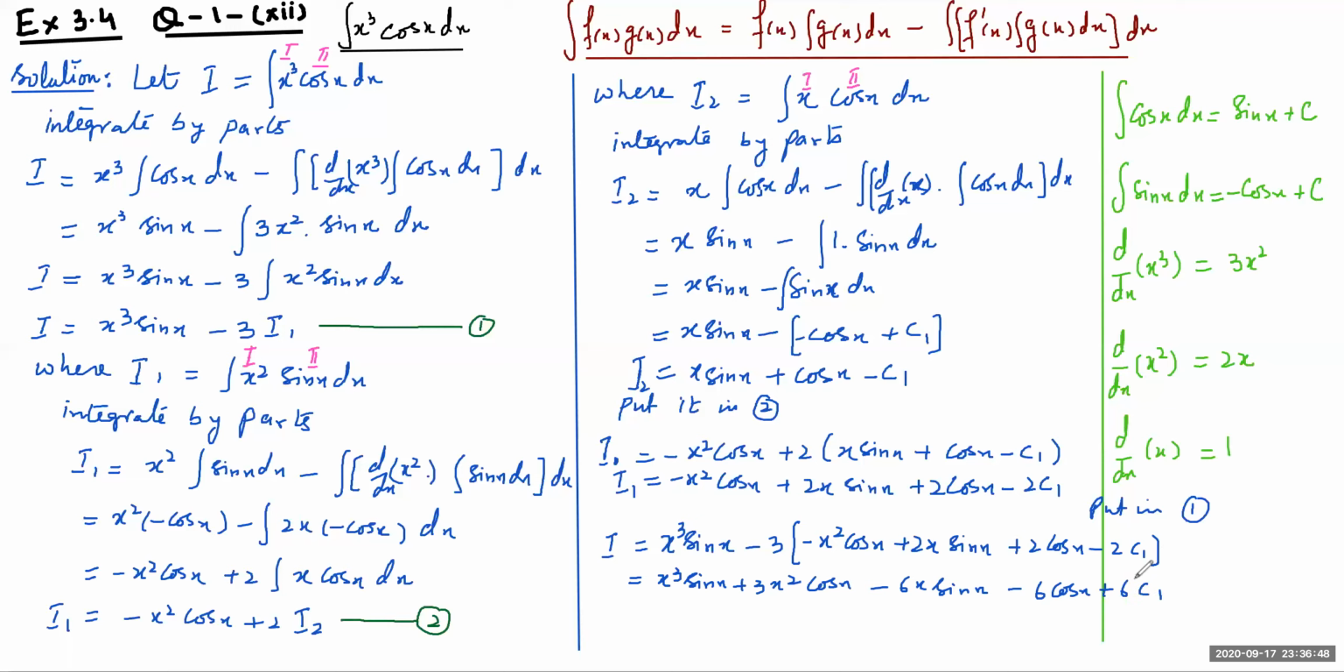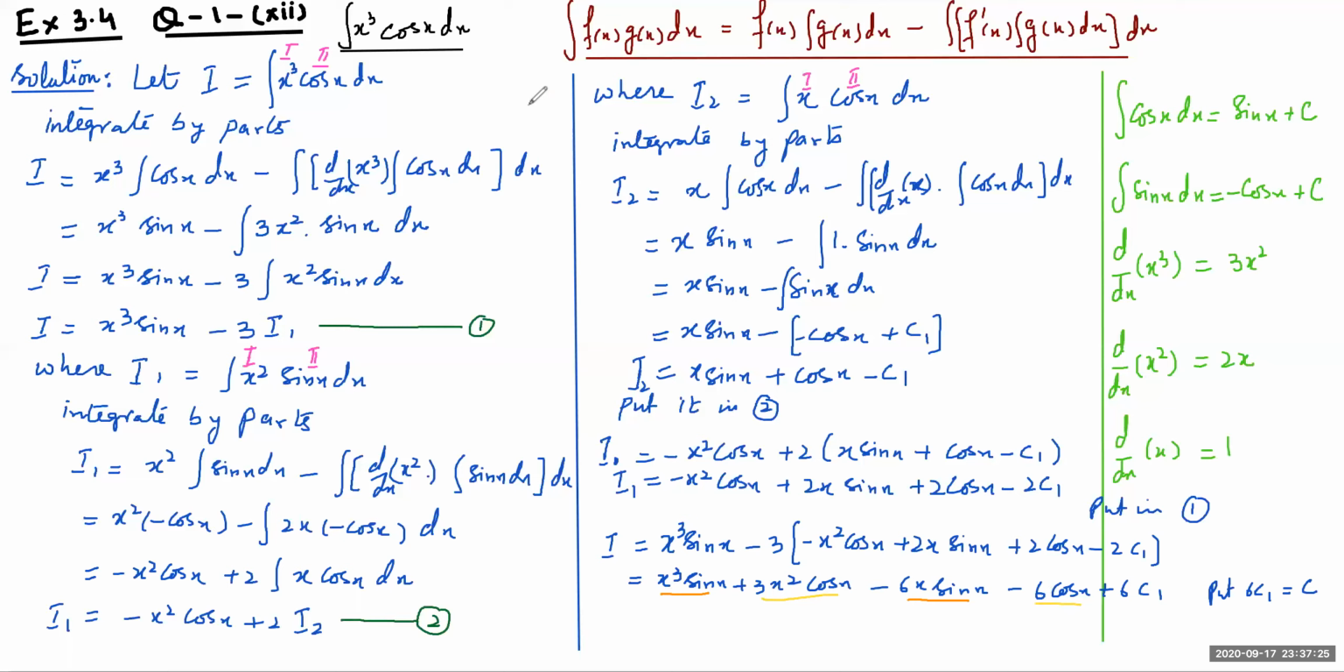Now what we are going to do? We are going to put this 6 c1 equals to c, and we are going to collect these terms. Which terms? We are going to collect these two, x cube sin x and minus 6x sin x. We are going to write these two terms together and take sin x common, and then we are going to write these two terms together, 3x square cos x and minus 6 cos x, and take cos x common.